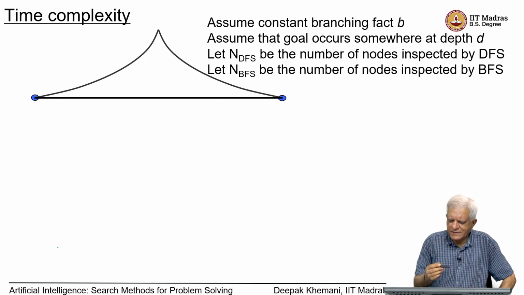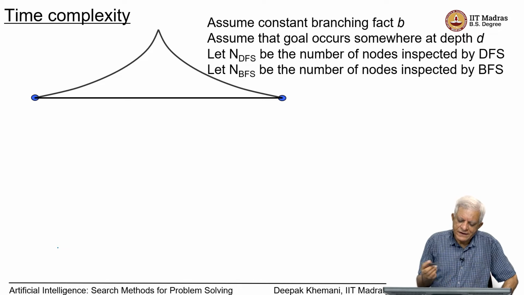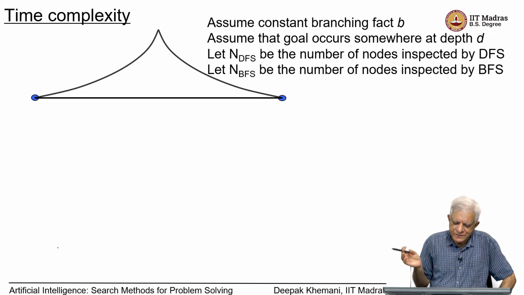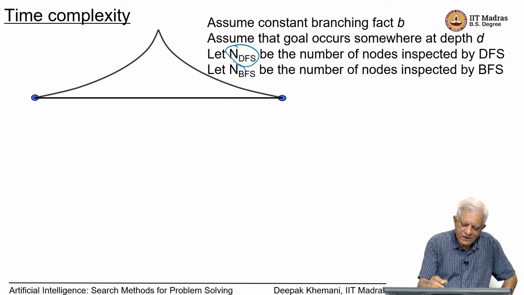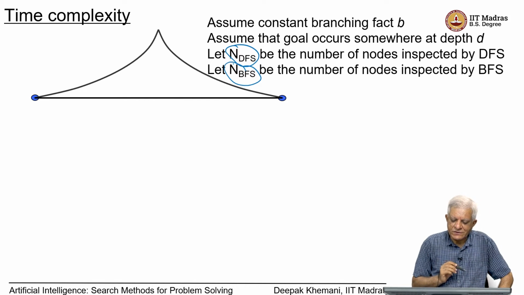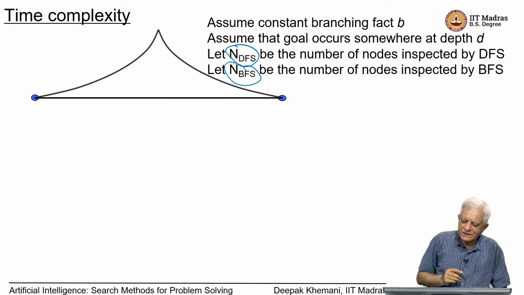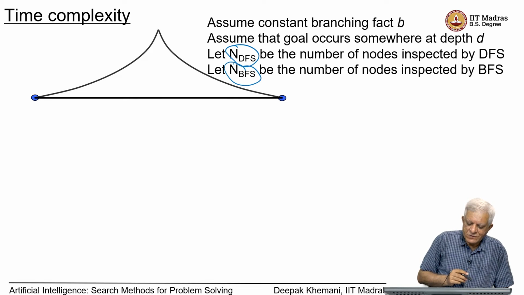Because it spends some time looking at each node, it takes it out from open, inspects it, adds its children to open and then takes out the next node. So, the number of nodes it inspects can be seen as a measure of time complexity, and we will call these two numbers n for DFS and n for BFS essentially. So, let there be the number of nodes inspected by these two search algorithms.